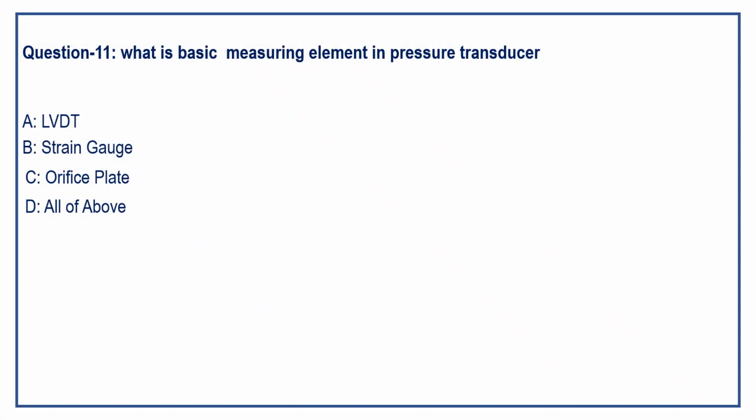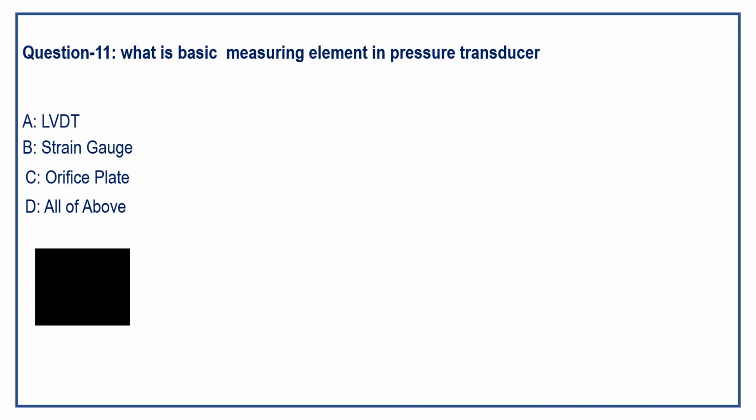Question is, which of the following is a basic measuring element in a pressure transducer? Let's see the options. Option A, LVDT. Option B, strain gauge. Option C, orifice plate. Or option D, all of above.